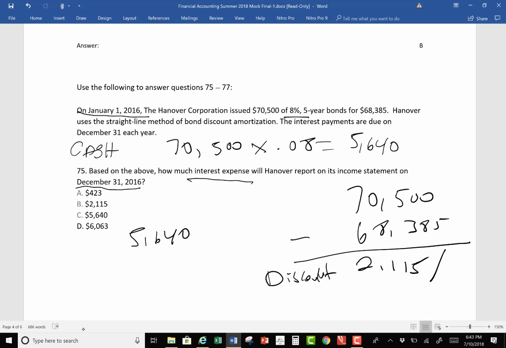Good. I'm going to divide it by 5. It's a 5-year bond. They're asking what is the interest expense for year 1, right? So I amortize that over 5 years. So 2,115 divided by 5 equals 423. Okay, good. And so that's 423. I add that, and that gives me 6,063. So D is the answer.